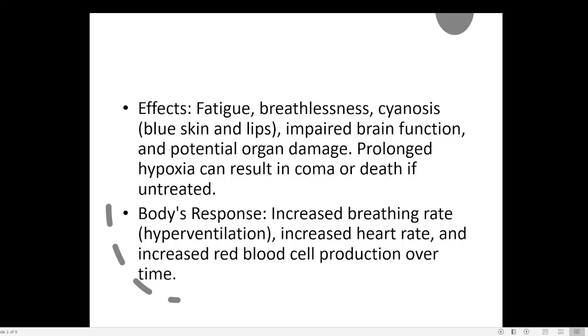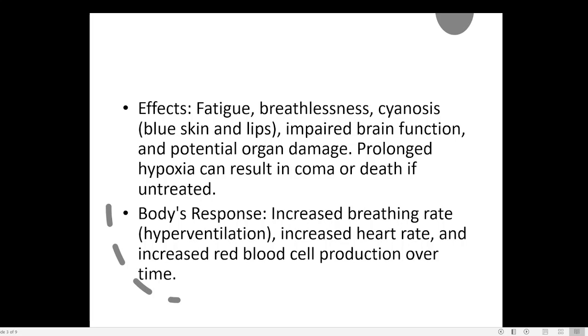What are the effects on your body? Normally it will lead to fatigue. Fatigue means tiredness and breathlessness. Breathless, for example, means you are not getting sufficient oxygen. That means your body will be trying to take in more oxygen. That is known as breathlessness.